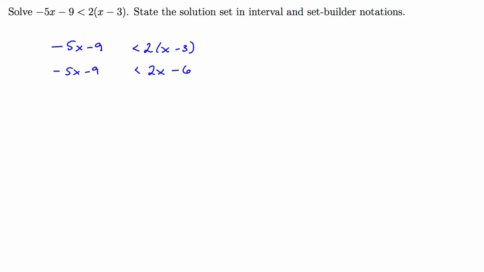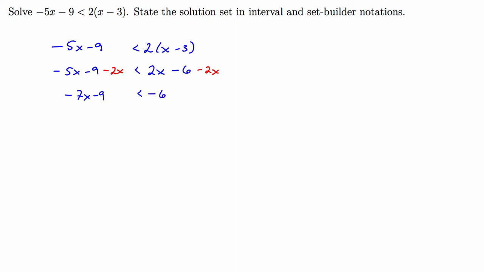The second step of the process is to isolate the variable terms, meaning gather the variables to one side or the other. Typically, we'll move the variables to the left side of the equation. To cancel out the 2x on the right side, we need to subtract 2x, but subtracting 2x from the right side means we need to subtract 2x from the left side. Simplifying both sides of the inequality at this point, negative 5x minus 9 minus 2x on the left side is negative 7x minus 9. On the right side of the inequality, 2x minus 6 minus 2x is negative 6.